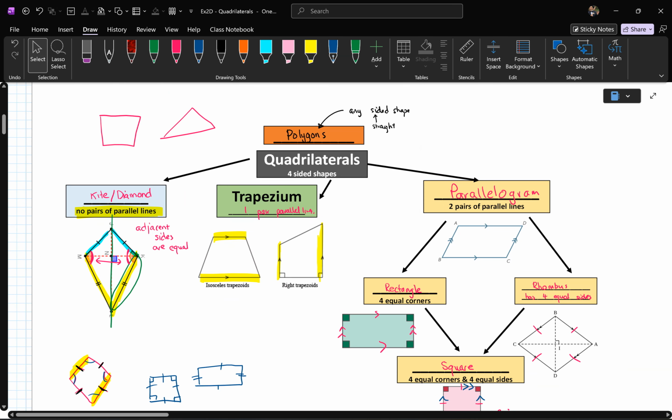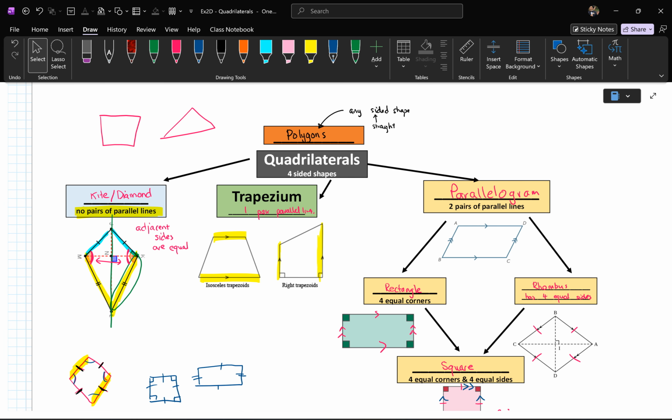1 pair of parallel lines. Kite has no pairs of parallel lines. And then parallelograms must have 2 pairs. So those 4 have 2 pairs. So if you count them all right now, that's 1, 2, 3, 4, 5, 6. But I told you before that you had to know 7.